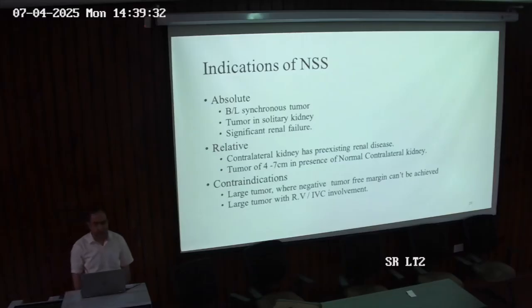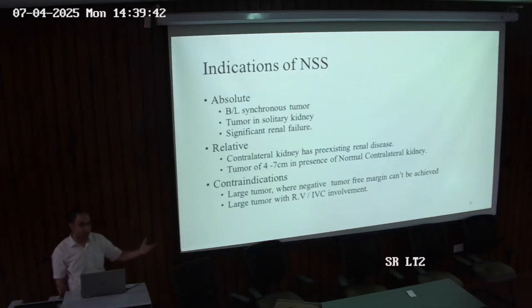Relative indication: the contralateral kidney has pre-existing renal disease. Suppose the patient has had multiple PCNL on the left side and has a right side renal tumor. Or the left side has a huge obstruction and thin parenchyma. Then we have to think that this kidney is already compromised, and it is better to preserve renal parenchyma or renal function.